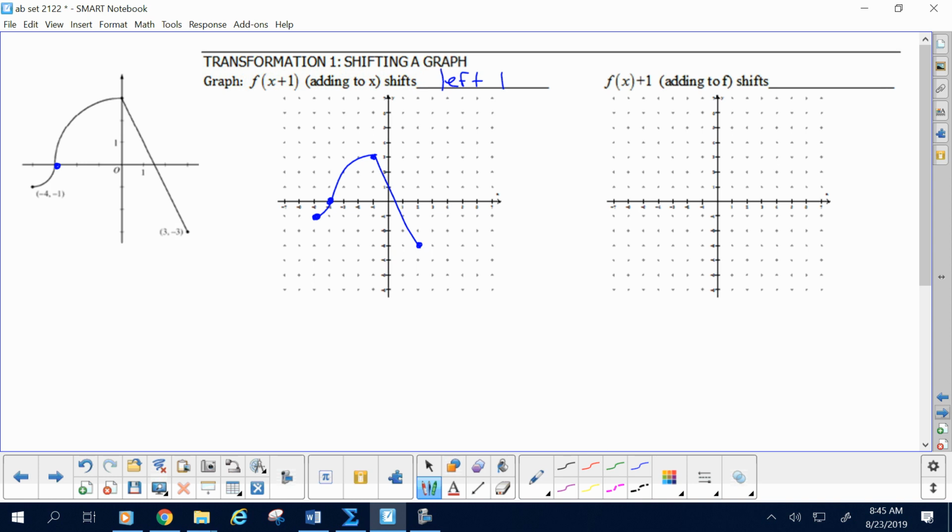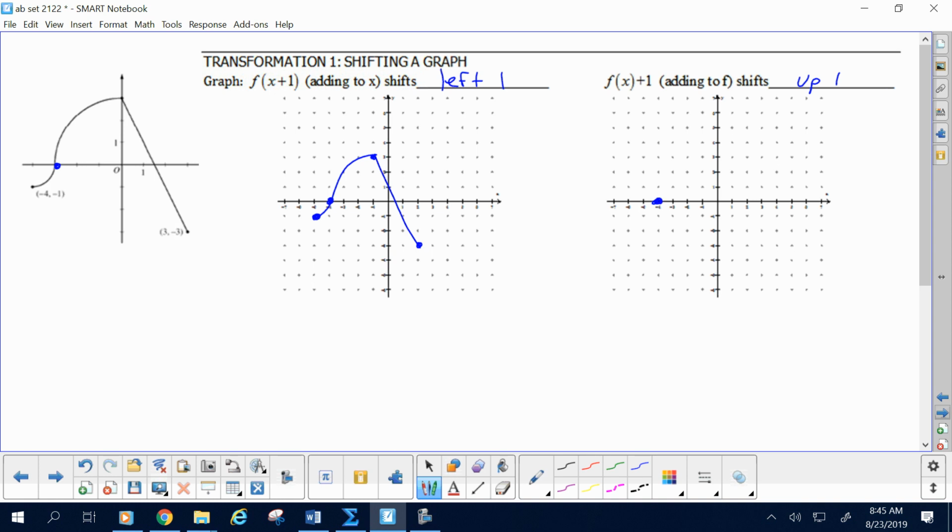What about if you add one outside the function? Well, the function is y. So if you add one to the function, you're changing y. So how will it shift? Up. Okay, now this one actually makes sense. Whatever the y is, calculate it first, then add 1. So up 1. Would you give that a quick sketch then?